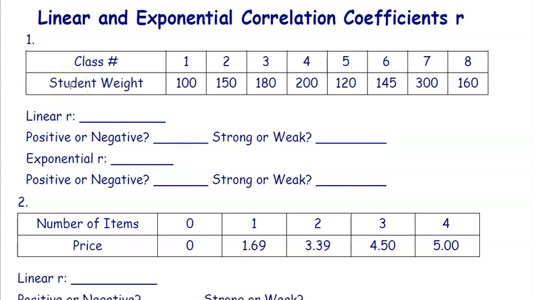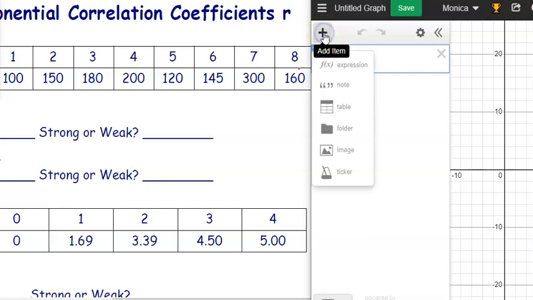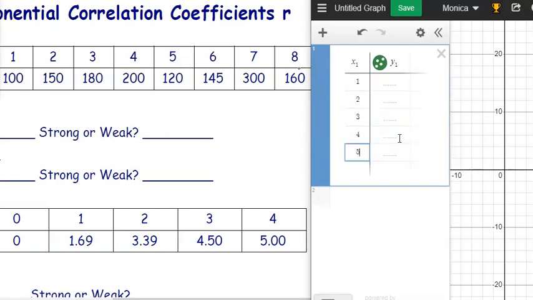Linear and exponential correlation coefficients. So, using technology, you'll find a regression of the data. You could do this on both the TI-Nspire or Desmos. For this example, let's go ahead and use Desmos. So go to desmos.com/calculator. From here, let's go ahead and make a table. So we press the plus sign and go down the table. And then we'll type in all the values that are in our given table.